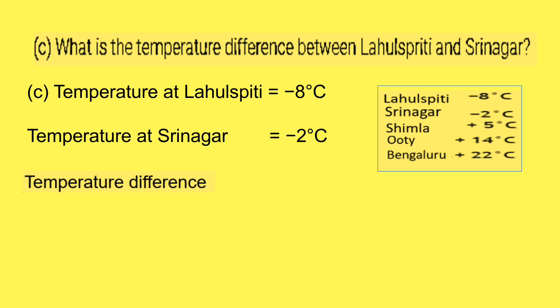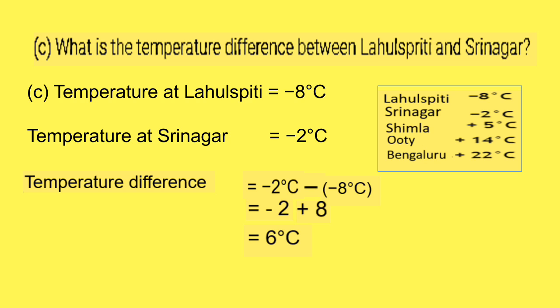Okay. So temperature difference is equal to, I will write the bigger number, that is -2 degrees Celsius. Then for difference, I'll put one minus here, and my other value is minus 8 degrees Celsius, like this. So my next step will be to remove the brackets like this. Minus 2 degrees Celsius will come as it is. Minus into minus is equal to plus 8 degrees Celsius.